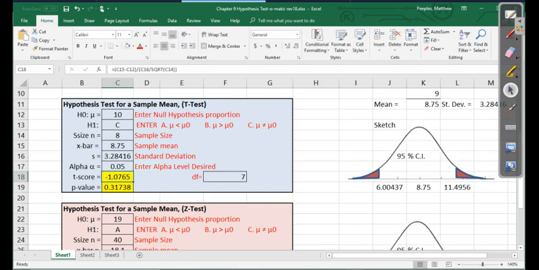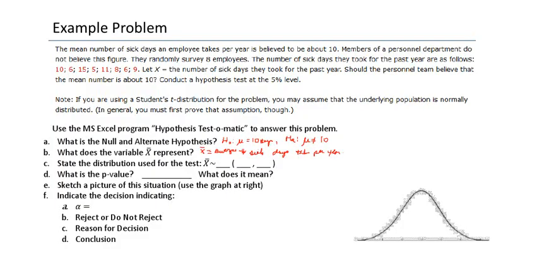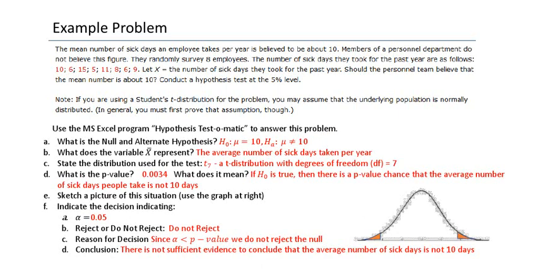So, what are we going to put in? Well, in this particular case, that means that our t-score, our test statistic, is negative 1.0765, and our p-value is 0.31738. All right, so what will that mean to us here? Let's go back to our screen and discuss what's going to happen.